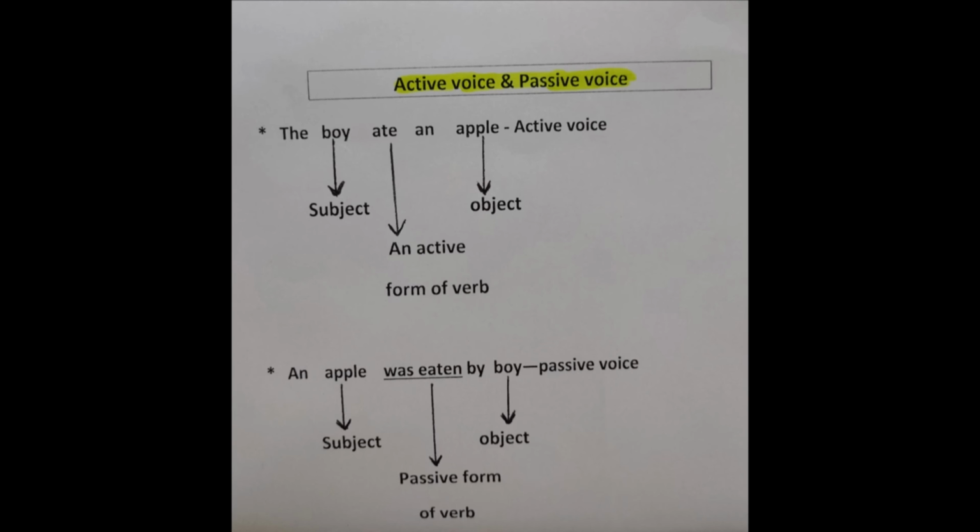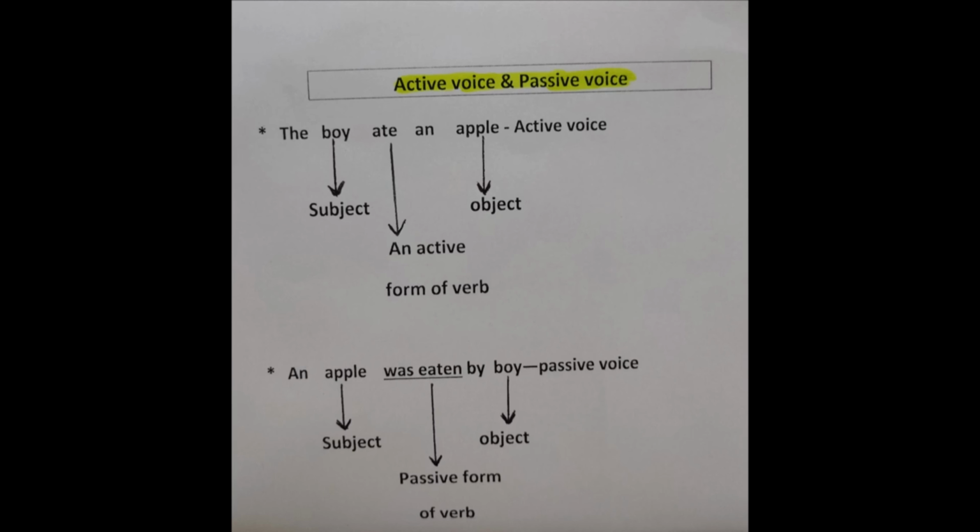First let us take the example of active voice. The boy ate an apple. Here the boy is the subject, ate is the active form of verb and apple is an object. So here the subject, the boy, is the doer, means he is doing the action. So this is called as active voice.